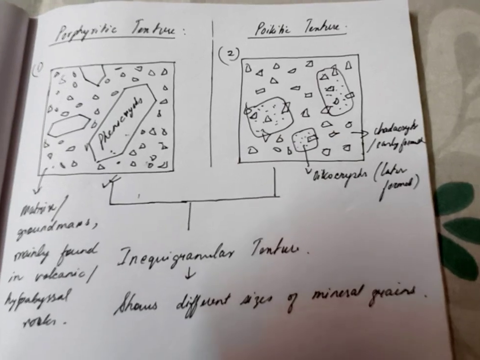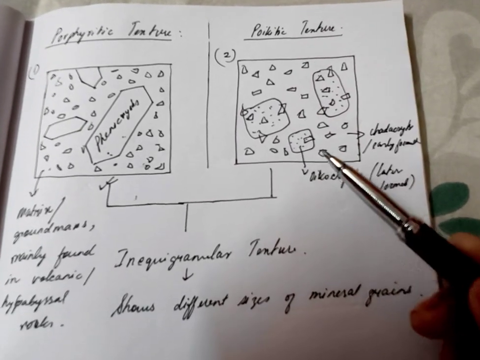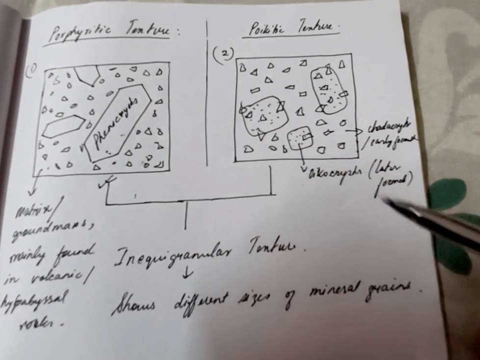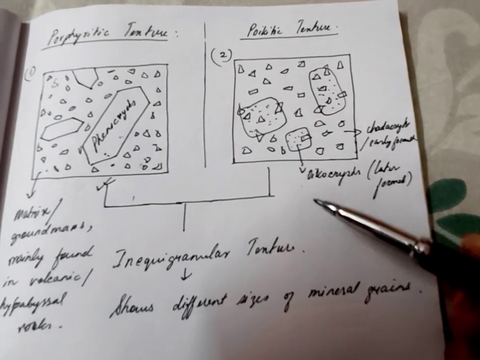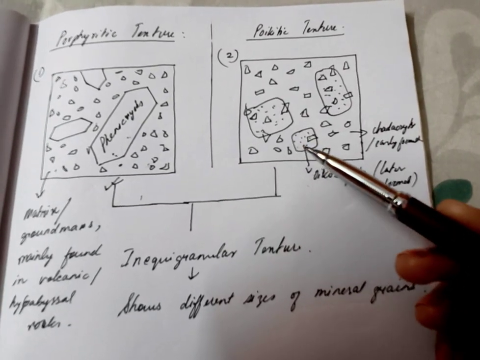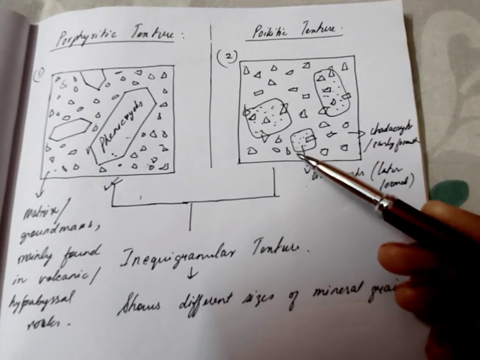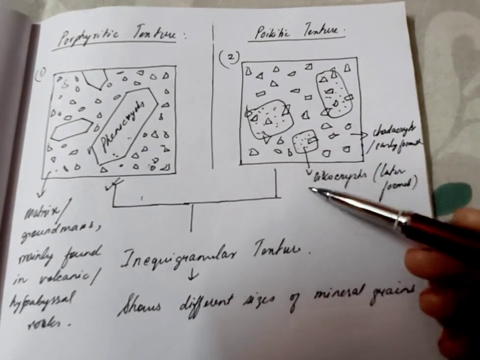Okay, the next type of texture of igneous rock is poikilitic texture. Here what happens is that the smaller grain minerals are formed earlier. Okay, and this is mainly caused due to the difference in cooling rates.